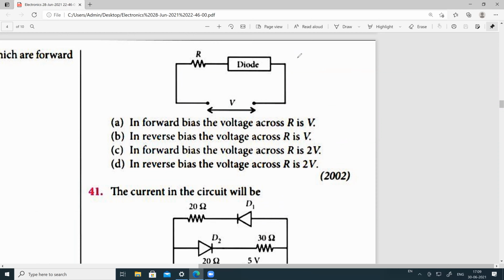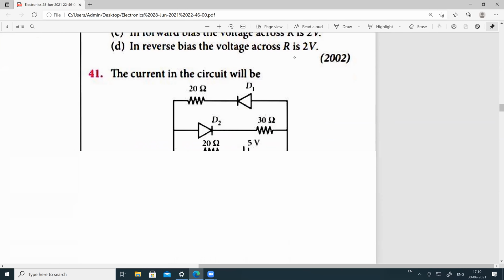For the 40th one, in forward bias, the resistance of the PN junction diode is very low to the flow of current. So almost all the voltage will be dropped across the resistance, so the voltage across R will be V. In reverse biasing, the resistance of the PN junction diode is very high, so the voltage drop across R is 0. Therefore, for the 40th one, the first option is the right answer. Next, 41st.